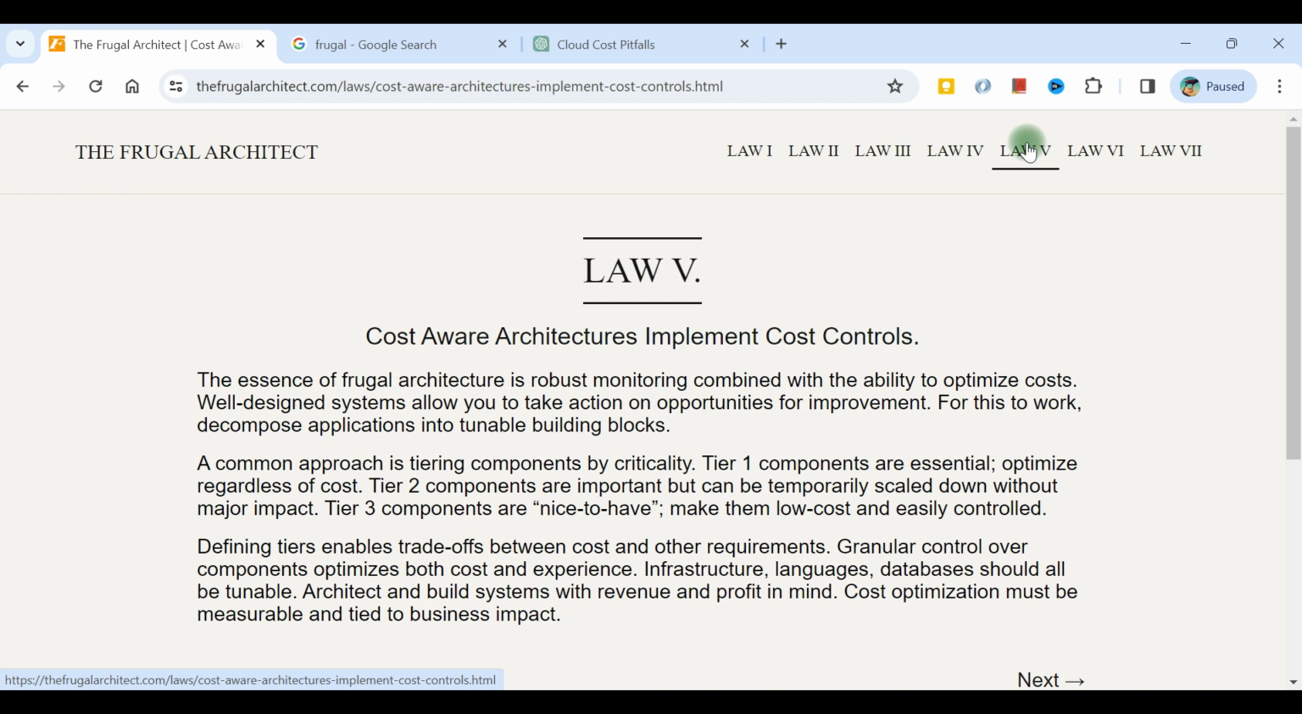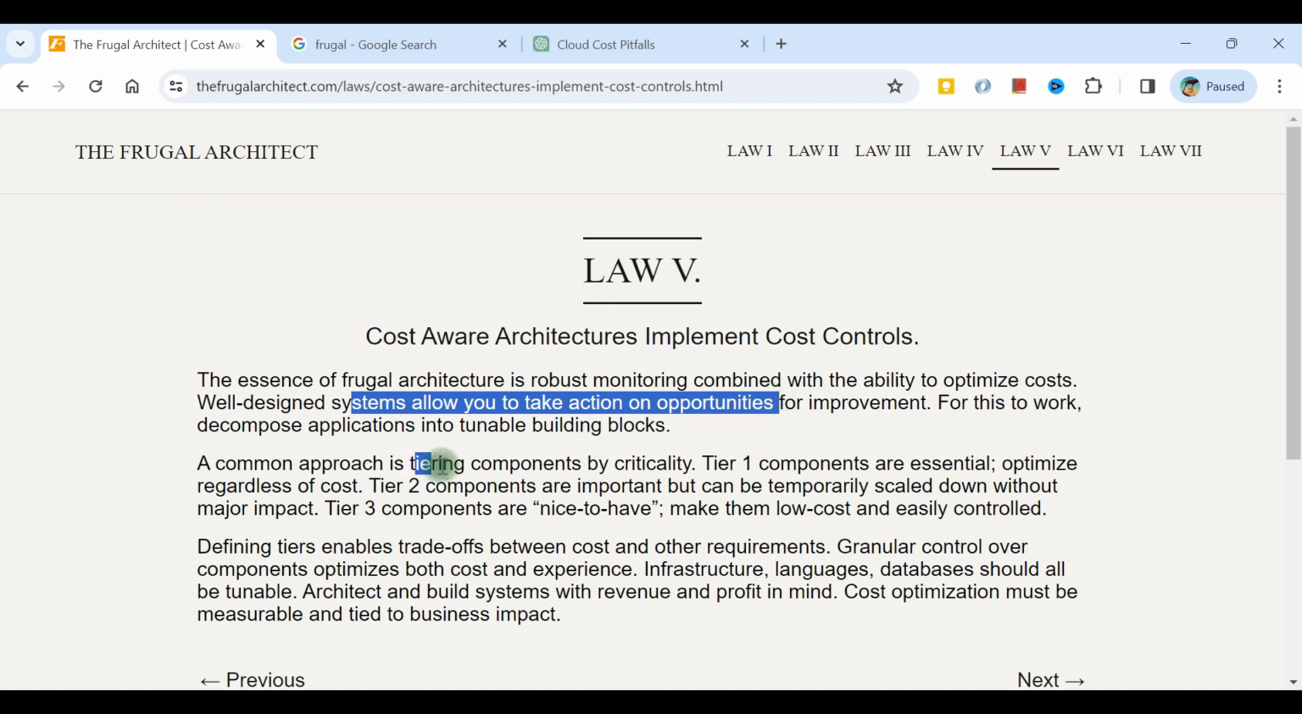Law five says cost aware architectures implement cost controls. The essence of frugal architecture is robust monitoring combined with the ability to optimize cost. Well designed systems allow you to take action on opportunities for improvement. For this to work, decompose applications into tunable building blocks.